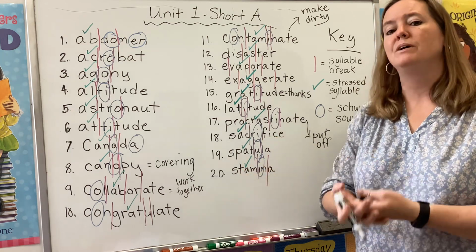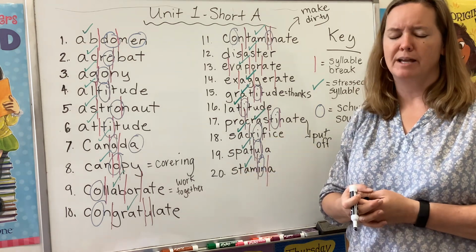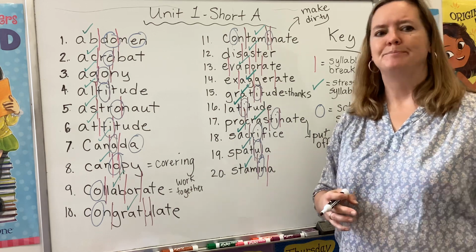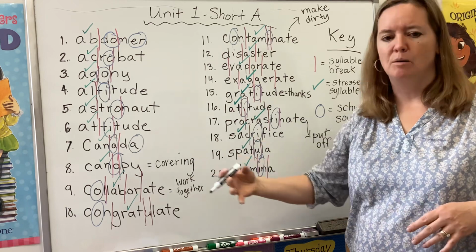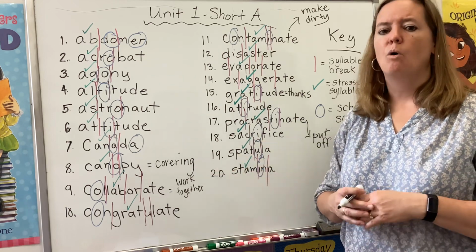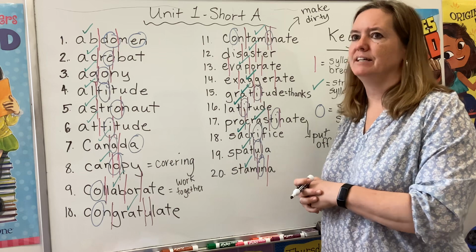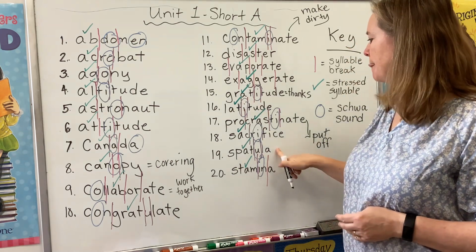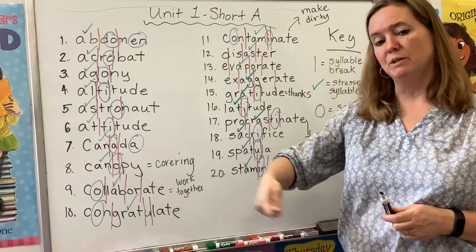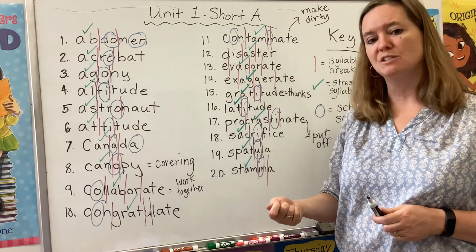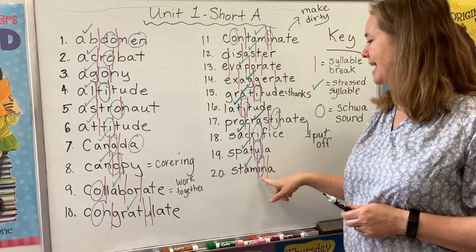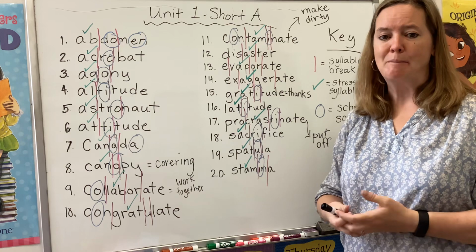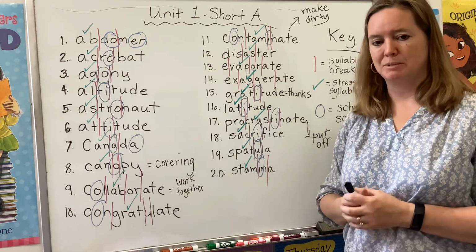Sacrifice, that's when you give up something for someone else, right? You might sacrifice your video game time to help your little brother with his homework, right? Or you might sacrifice something of yours for someone else. A spatula, that's something we use in the kitchen, like when we're flipping pancakes, we would use a spatula. And then lastly, stamina, that is strength. So if you want to run a mile, you're going to need some stamina.